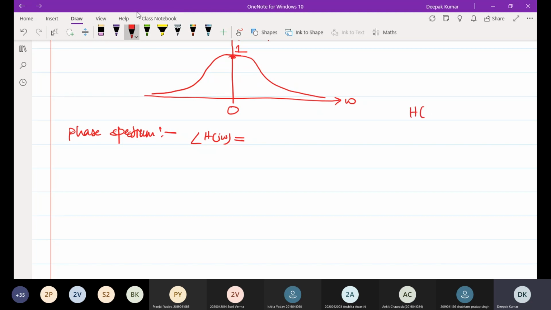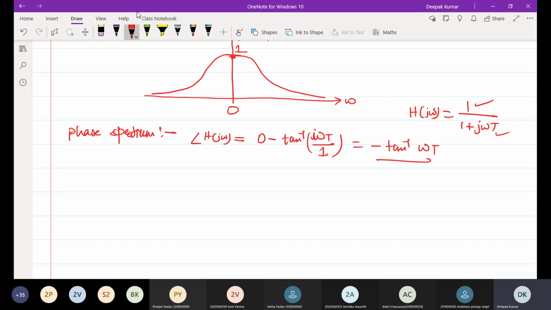What is H of j omega? It is 1 by 1 plus j omega T. So the angle of this constant is 0, and the angle of the imaginary value j omega T by 1 is equal to minus tan inverse omega T. So you can plot this tan inverse graph.